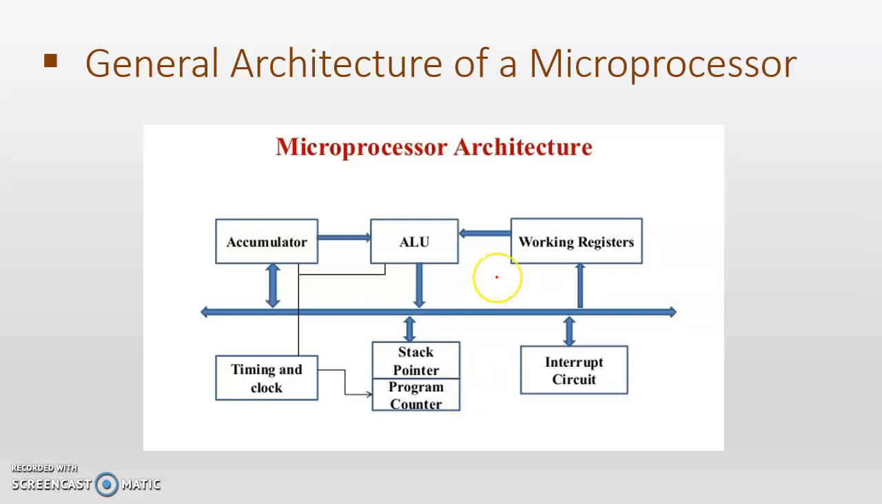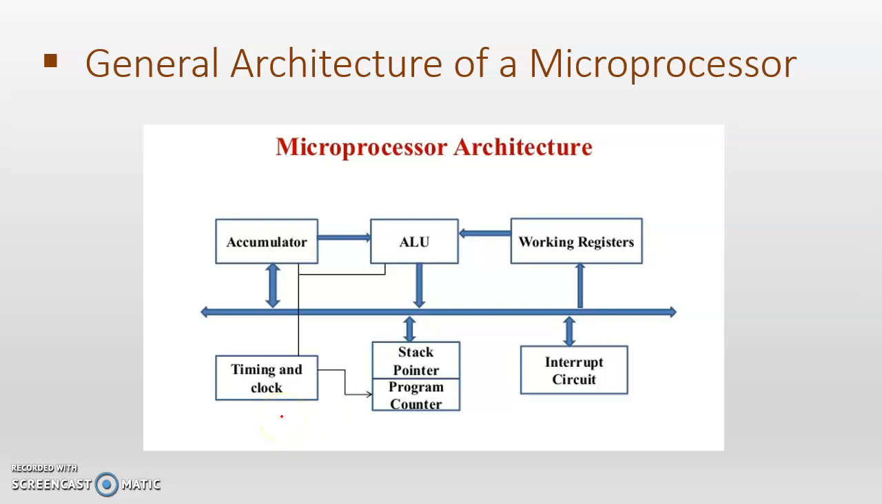Suppose there are 4 lines for the instruction or the program. So the program counter will point to those instructions one by one. After executing the first instruction, the program counter will shift to the second, then shift to the third, likewise. So it will increment by 1. So this is the function: the stack pointer addresses the memory or points to the memory, and the program counter points to the program instructions. While doing these operations, there is a timing and clock circuit which is very necessary.